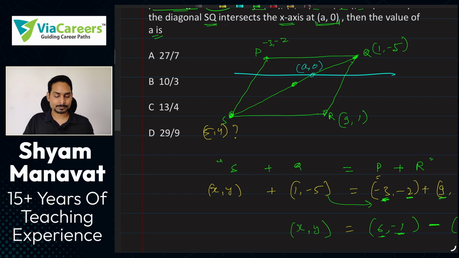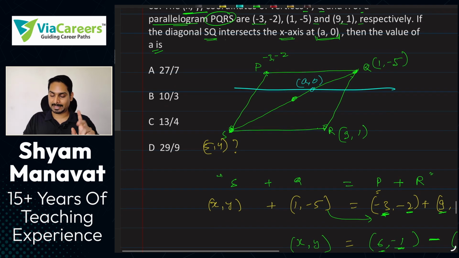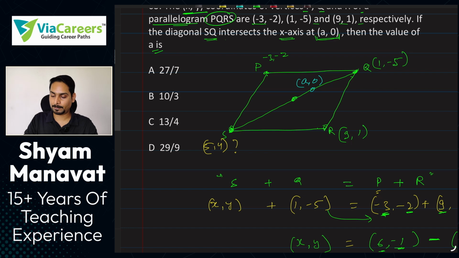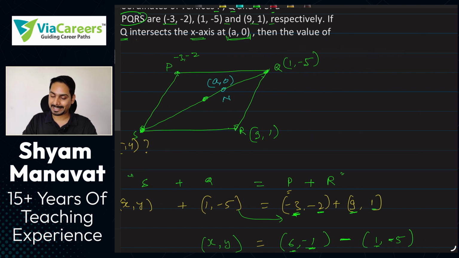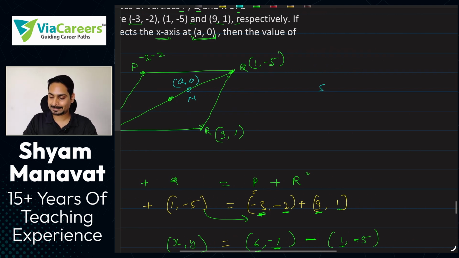I can say in this case, ध्यान से समझना, let's take only this as a point. Okay. Point क्या बोलूँ मैं इसको? n. Okay, चलो let's call it n. Okay. So now S, N and Q, they are collinear. They are in the straight line.